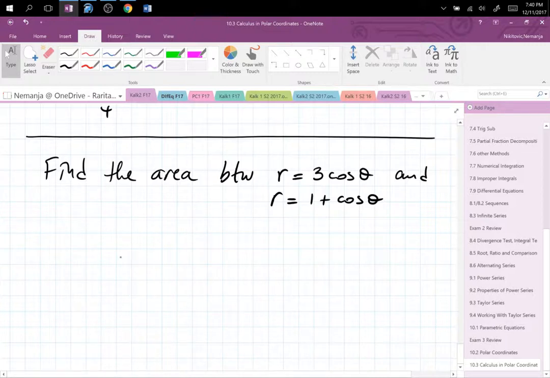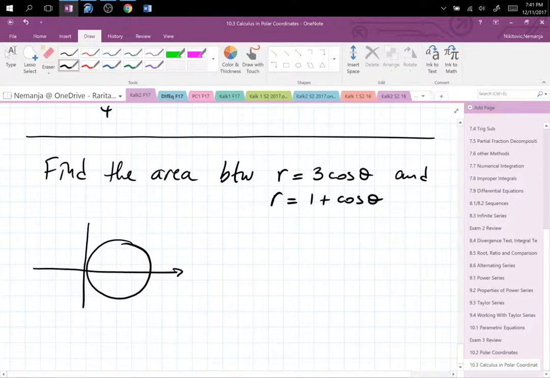So what do we have? We have a circle for the cosine one. When you shift the circle, that's what you get. And that goes through 3 over here. And then at 2, you have the cardioid. It goes like this. So this one is the 3 cosine theta, and this one is 1 plus cosine theta.